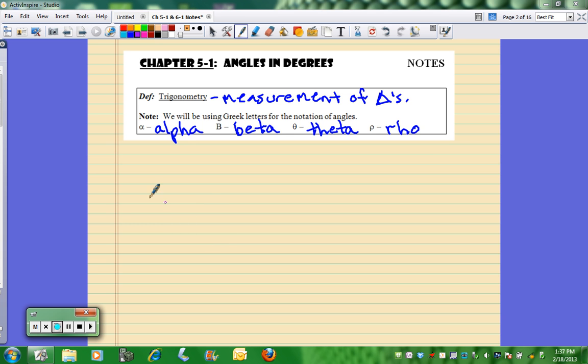All right, so trigonometry is the measure of triangles. That's really all it means. It's a Greek word, triangle measurement. That's where that comes from.